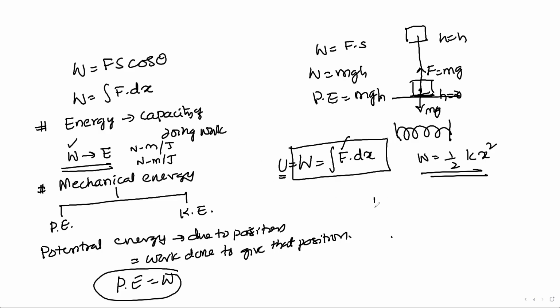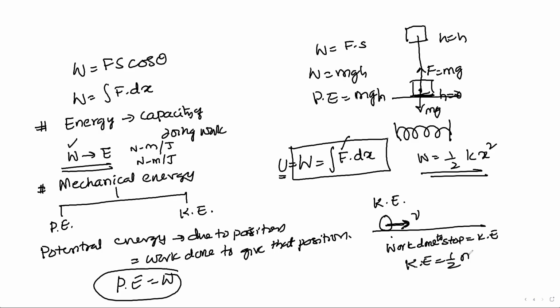Similarly, kinetic energy. What is kinetic energy? The energy when it is in motion. When this body is moving with velocity v, the work done to stop this body, this is nothing but kinetic energy. And the kinetic energy is given by half mv square.